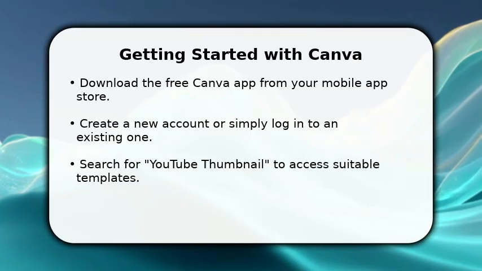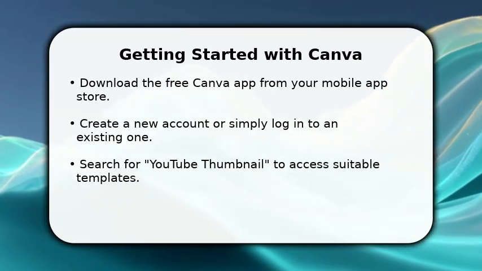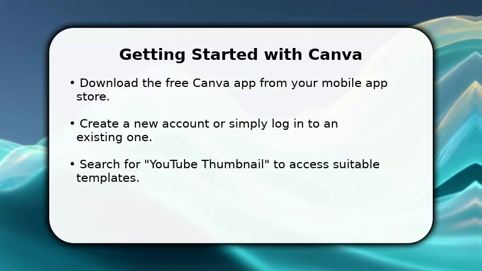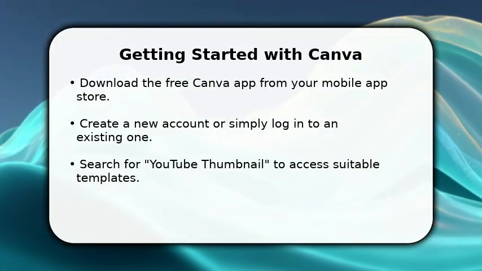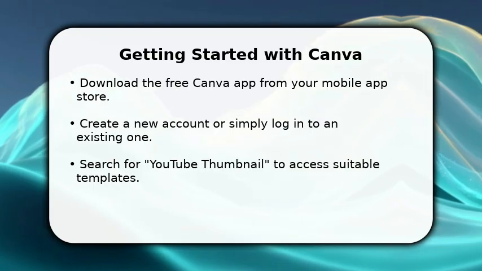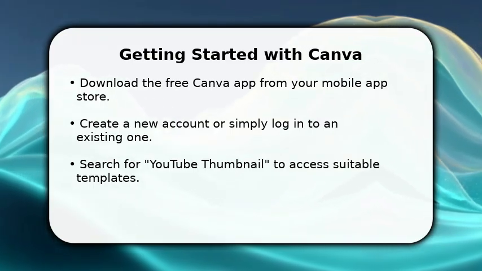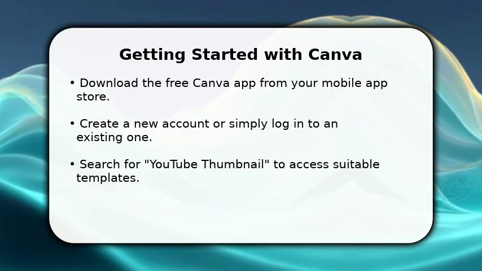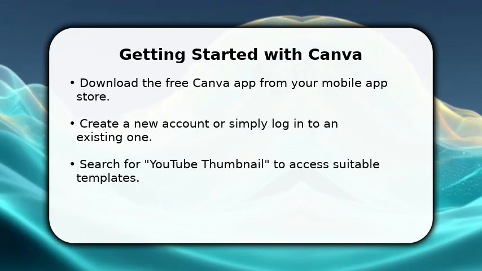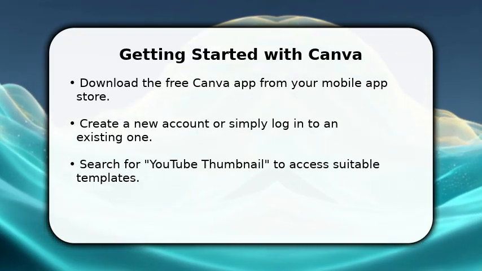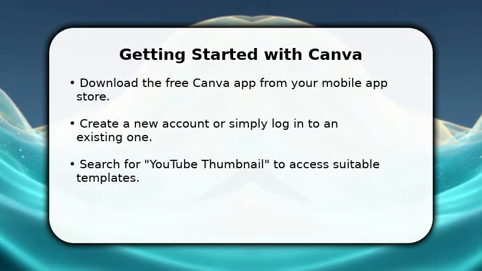In this video, I will show you how to use Canva for YouTube thumbnails on mobile. First, download the free Canva app from your mobile app store. Once installed, open the app and either create a new account or log in if you already have one. Then, use the search bar at the top to find YouTube thumbnail templates. This will give you a perfect starting point for your video's visual appeal.